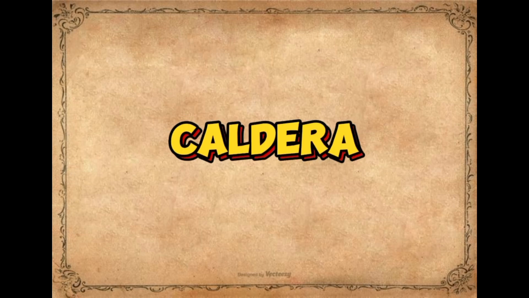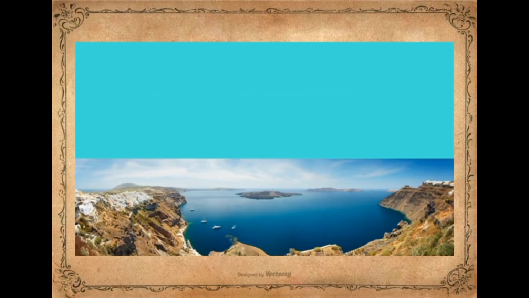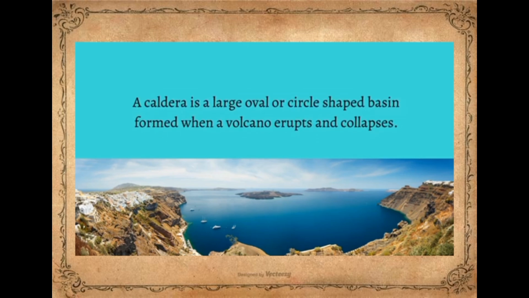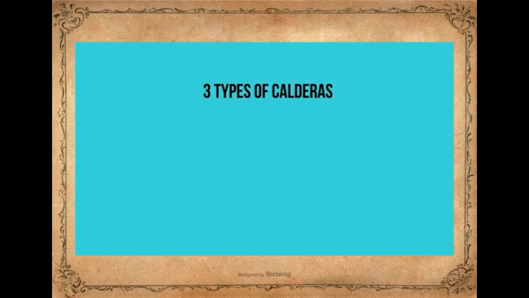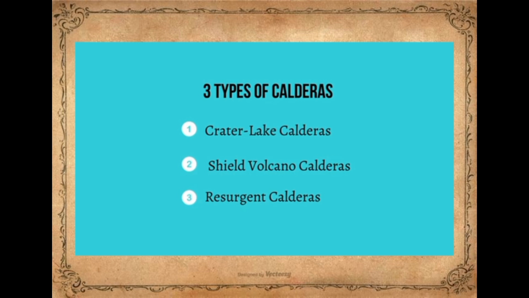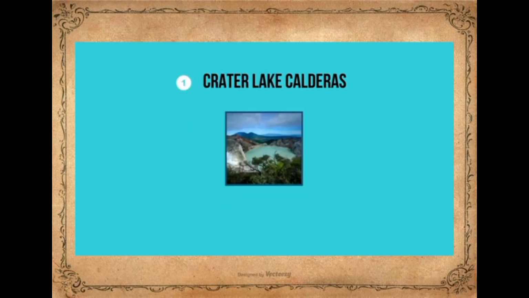Next up is the caldera. What is a caldera? A caldera is a large oval or circle-shaped basin formed when a volcano erupts and collapses. There are three types of calderas: crater lake calderas, shield volcano calderas, and resurgent calderas. Let's talk about the first, crater lake calderas.